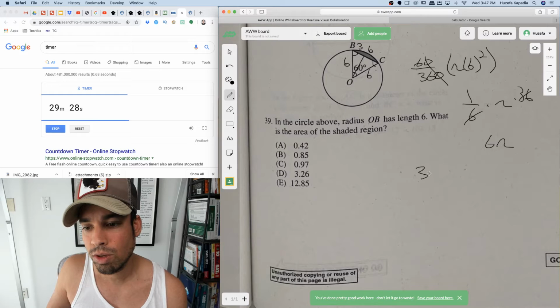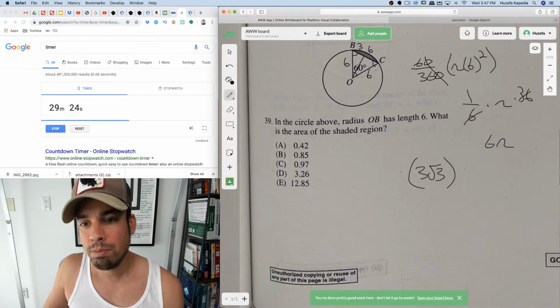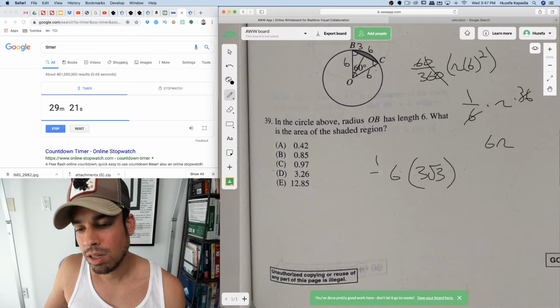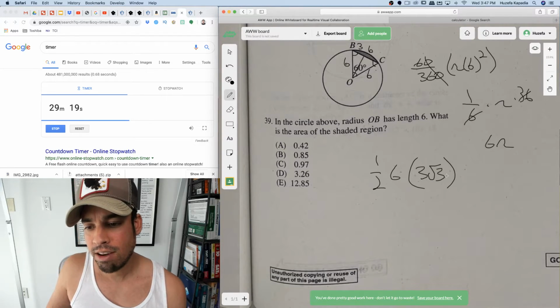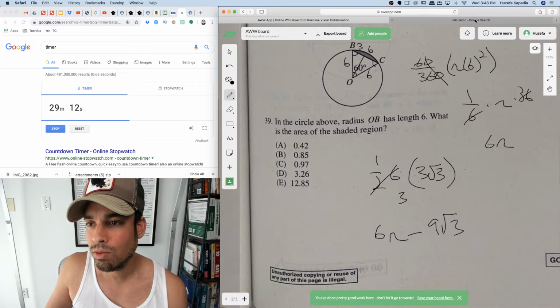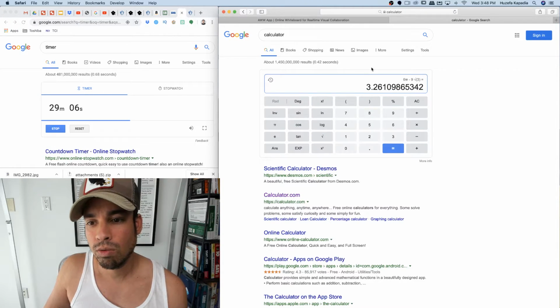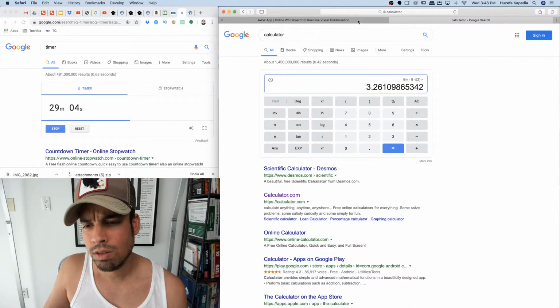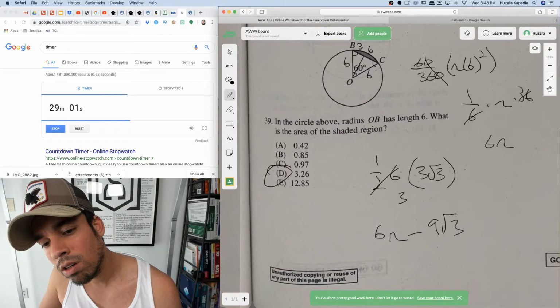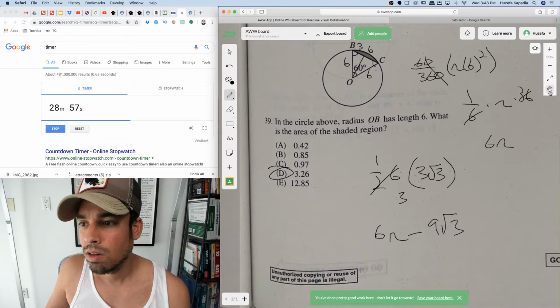So the height is 3 root 3 times the base, which is 6, times 1/2 of that. Okay, that's half base height. So 1/2 of that is just 3. So 3 times that is 9 root 3. So then we do 6 pi minus 9 radical 3. And we get 3.2. Oops, that doesn't sound right. Oh, it is there. I didn't see that. All right, cool.